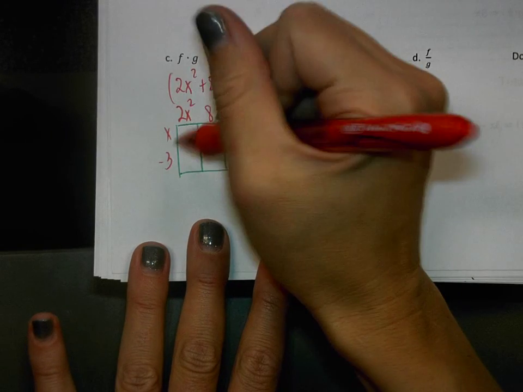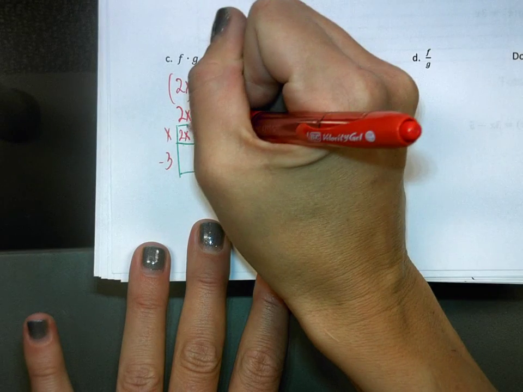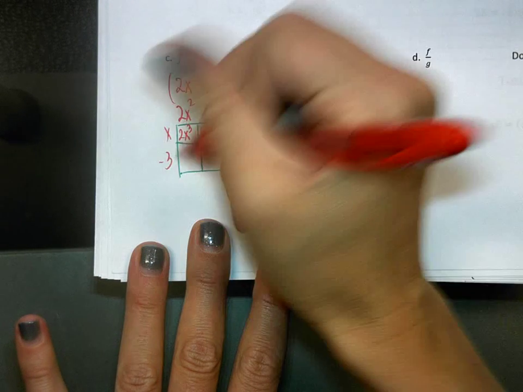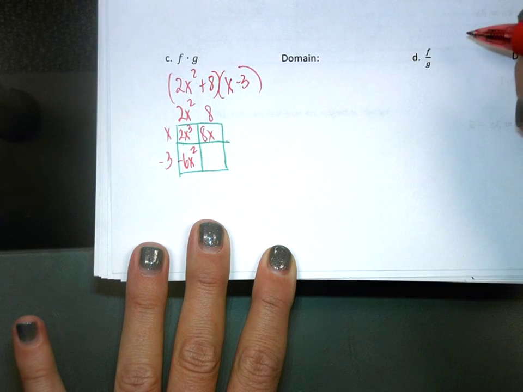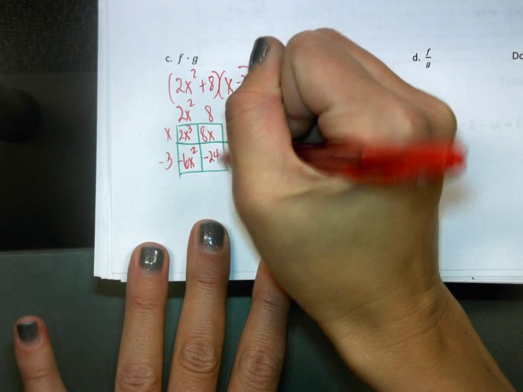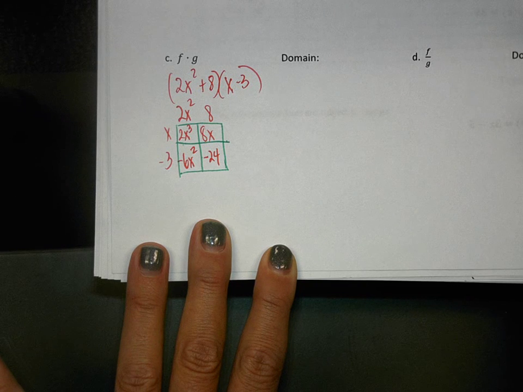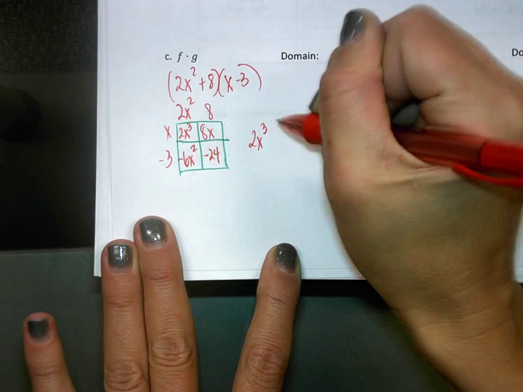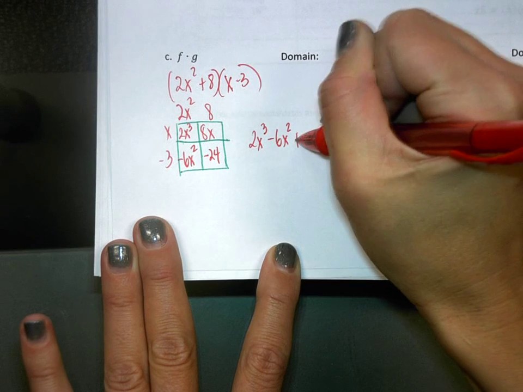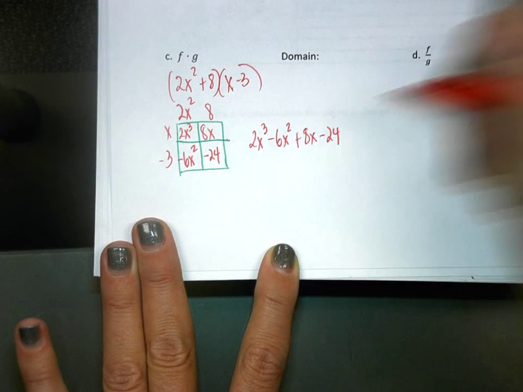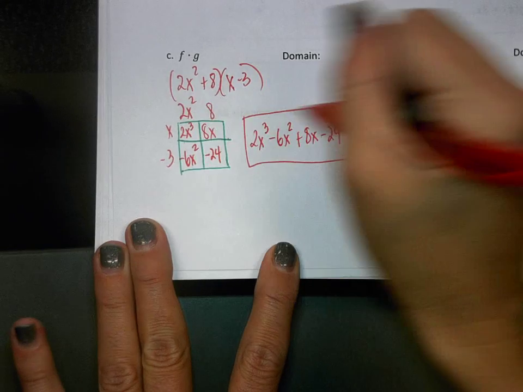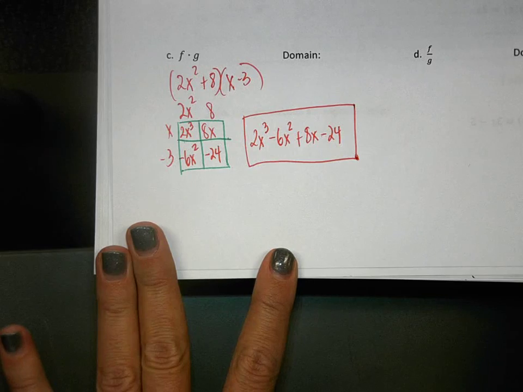So we go through and multiply. x times 2x squared is 2x cubed. And then x times 8 is 8x. Negative 3 times 2x squared is negative 6x squared. And negative 3 times 8 is negative 24. Do you see any like terms there? No. Whenever you're writing your answer, you want it in descending order. So I'm going to write this as 2x to the third power minus 6x squared plus 8x minus 24. Remember, descending order starts with the highest exponent, and then you just keep going down from there. And so that's my answer. And then what would be my domain on this one?